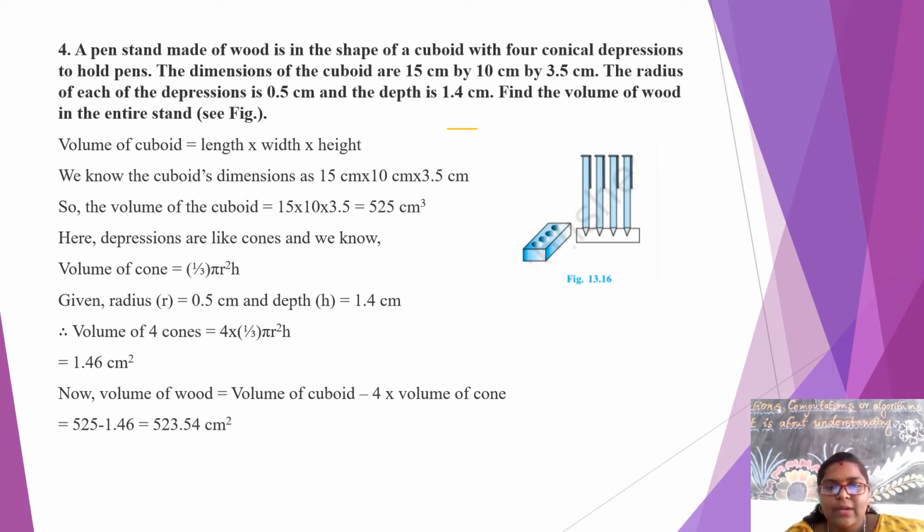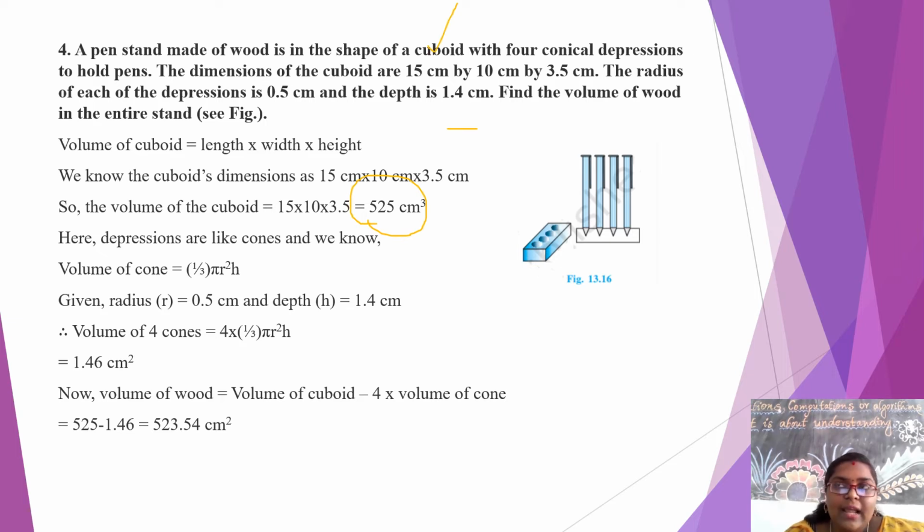So we have to find the volume of the wood in the overall stand. First, what are all the figures here? One is a cuboid, another one is a cone. Two things are there. They are asking the volume of the wood. So first we have to find the volume of the cuboid. You know the formula: length into breadth into height. So 15 into 10 into 3.5, we are getting 525. One shape over, which is the cuboid.